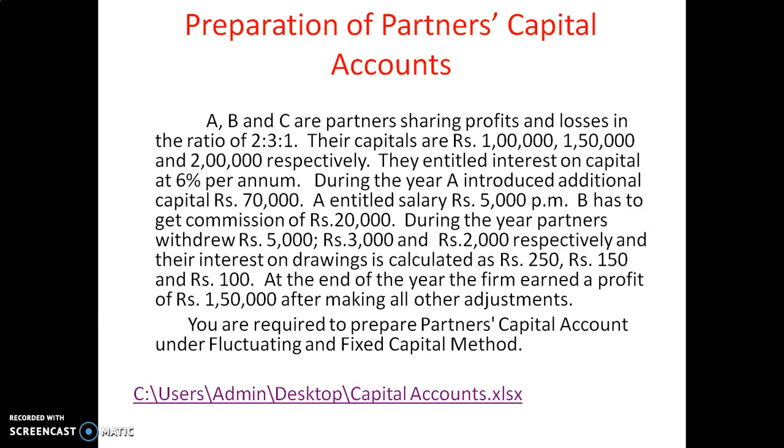During the year, partners withdrew rupees 5,000, rupees 3,000 and rupees 2,000 respectively, and their interest on drawings is calculated as rupees 250 for A, 150 for B and 100 for C. At the end of the year, the firm earned a profit of rupees 1,50,000 after making other adjustments. Now, you have to prepare the partners' capital account under fluctuating capital method and fixed capital method. Now we are going to see its preparation.